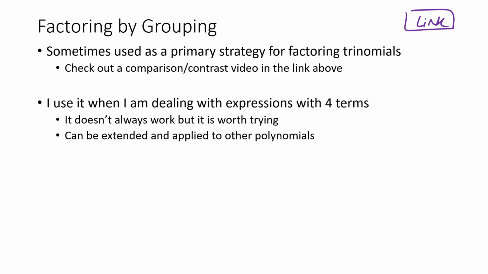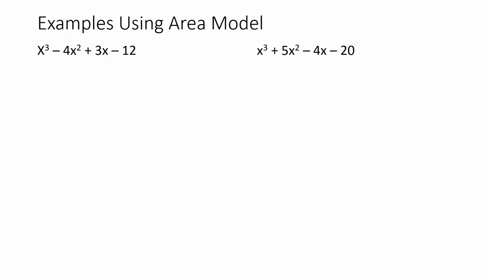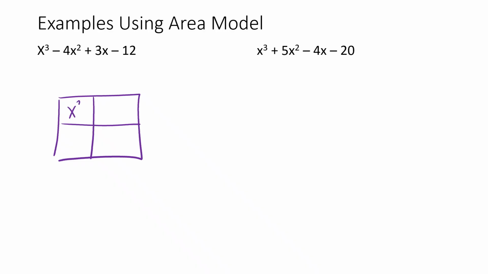All right, so with factoring by grouping, again, I tend to use it with expressions that have 4 terms, and I use the area model. If you've followed this channel through all of the Algebra 1 factoring, you know that I subscribe to something called the area model for factoring. And this model is particularly awesome for factoring by grouping because all you do is put each term into its own box.